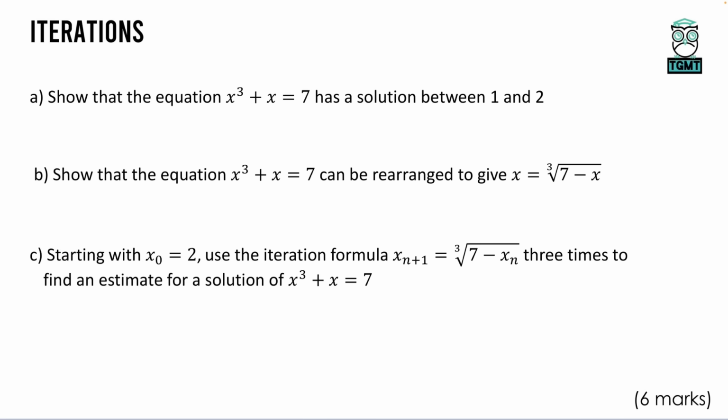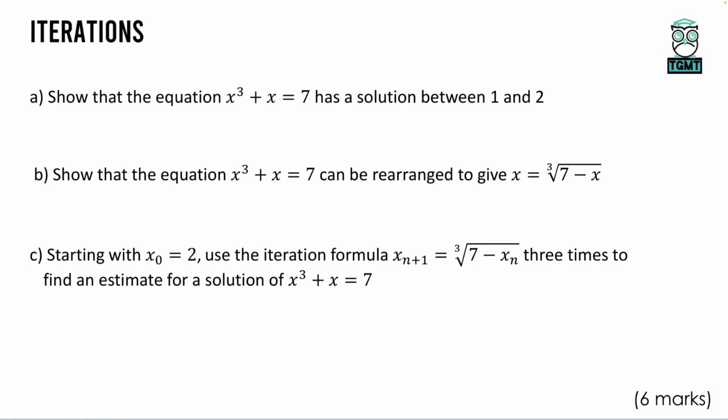So with iterations, there are 2 variations of questions you can have. You can have iterations like this, where it's purely focusing on an equation, and you can have some real life iterations as well. So this one here is focusing on an equation based iteration, and for part A it says show that x cubed plus x equals 7 has a solution between 1 and 2.